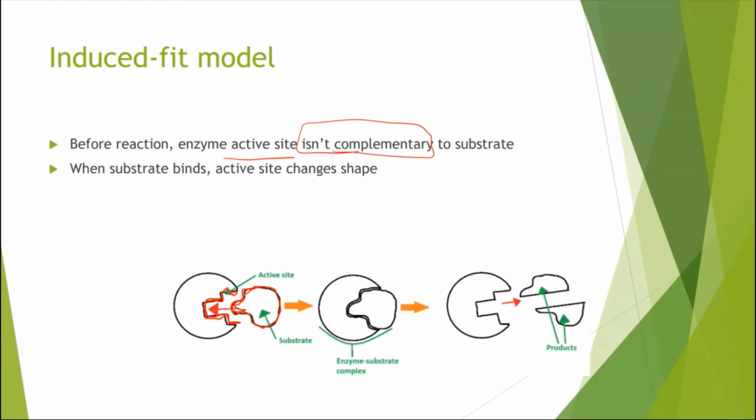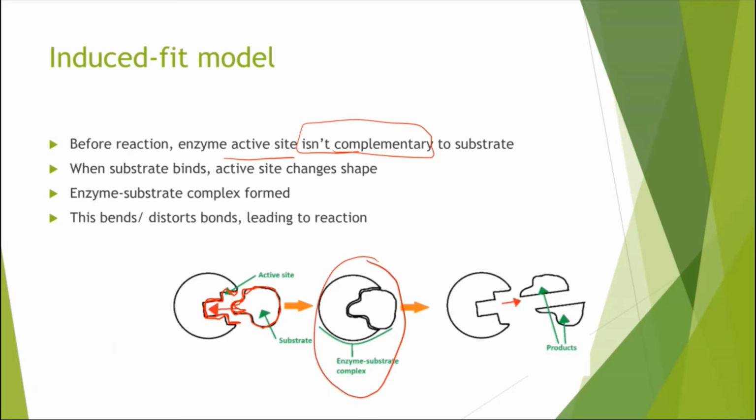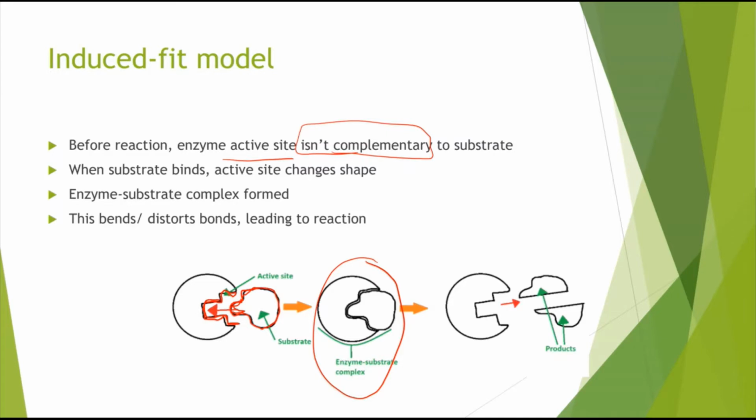What happens is that when the substrate binds, the active site changes shape to make the substrate complementary to the active site. So the enzyme changes its shape, and this is how an enzyme-substrate complex is formed. This bends or distorts the bonds, leading to a reaction. And after the reaction has finished, the enzyme's active site returns to its original shape.